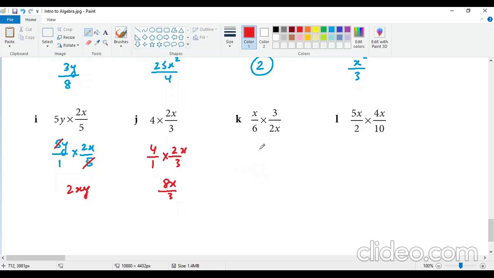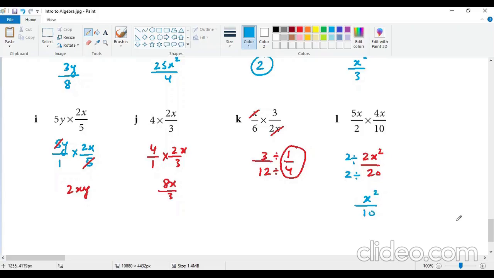In here, x will be cancelled with x, and final answer is going to be 3 over 12. Or both the numbers can be divided, so that means 3 times 1 is a 3, 3 times 4 is a 12, is going to be your answer. In this question, it is 20x square over 20, and both the numbers can be simplified by 2. So as a final answer, you'll have x square over 10.